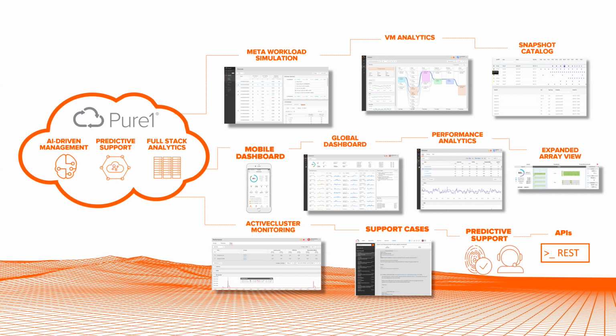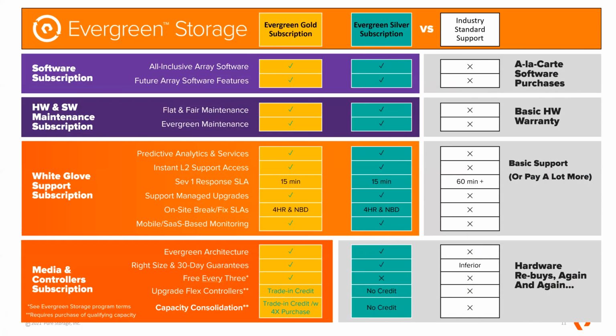And Pure One, as all of our features, is also standard. So you don't pay anything extra for it. Every array can be connected to Pure One. Every array can be covered by proactive support without any additional cost. And here you can see we have 2 subscriptions, as I mentioned, Gold and Silver. And the only difference between these subscriptions is 3 programs of upgrading the arrays. Everything else is exactly the same. Again, very simple, very straightforward, and very honest. So 15 minutes for severity 1 response SLA, 2 SLAs for break fix, 4 hours or next business day, whatever you choose, whatever you need.